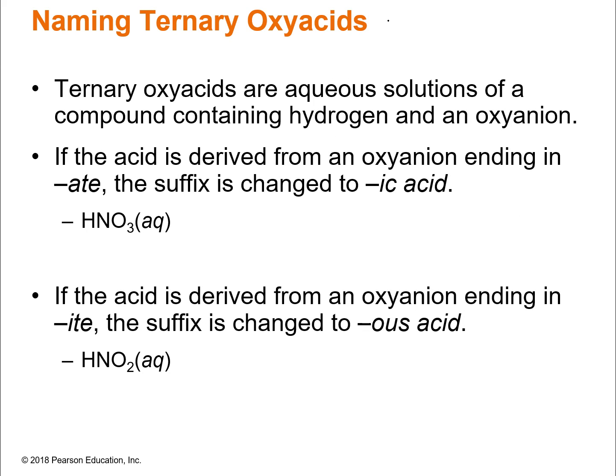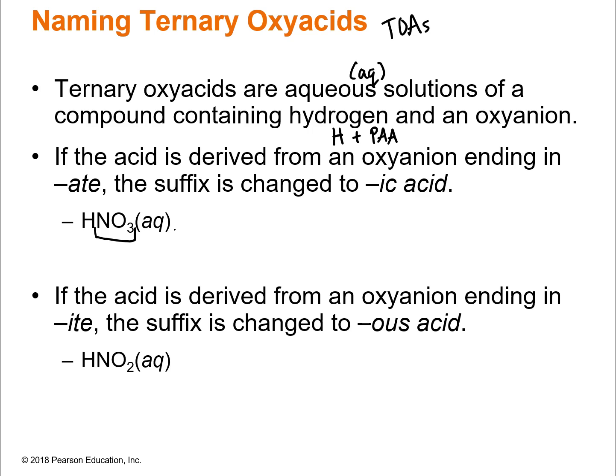Now let's do the ternary oxyacids. They're still going to have that aqueous there. It's going to start with the hydrogen, just like the binary acids. But we're going to have that oxyanion or that polyatomic anion. And the naming is a little bit different. So this is why you need to know the difference between the ate and the ite form. We use the polyatomic anion to name the acid.